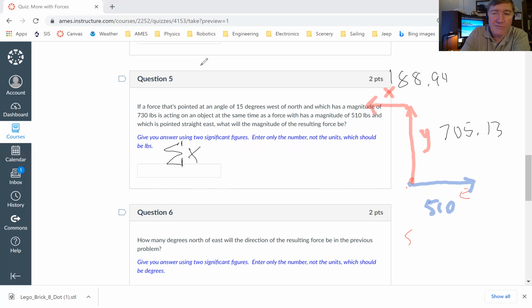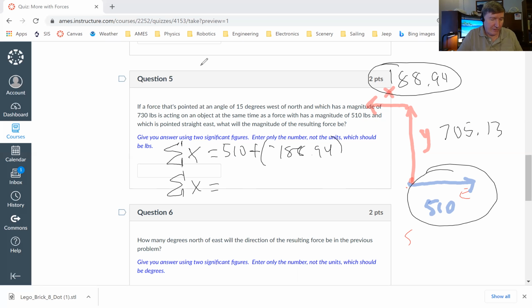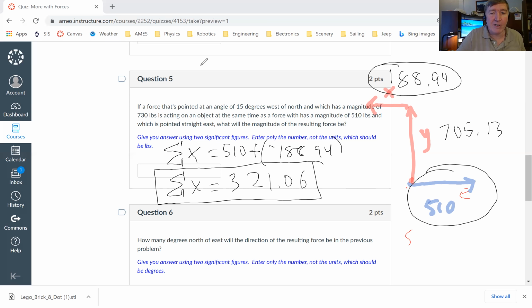So if I add up all of the x vectors, okay, so I've got 510 to the right, and I've got 188.94 to the left. So if I add positive 510 minus, because the left is minus there, 510 minus, or if you prefer, plus a negative 188.94. Okay, so what that gives me, if I add up all of the x vectors, is 510 minus 188.94. Okay, so I get 321.06. So that is what I get when I add up all of the x vectors. Okay, so they've been taken care of now. I don't need to worry about them.